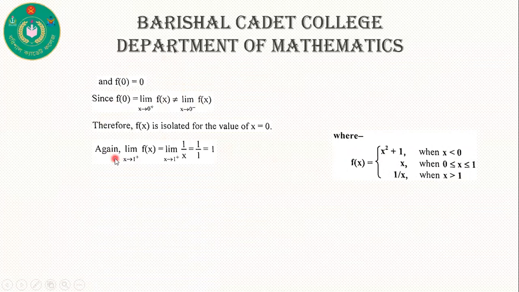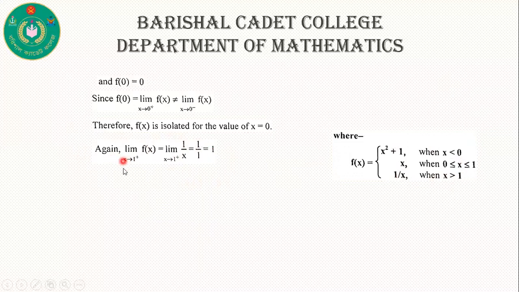In the same way, limit x tends to 1 plus. 1 plus means the value of a function x greater than 1. Here x greater than 1. That's why we can write f of x equal to 1 by x. Now putting the value 1 here, we can write 1 by 1 is equal to 1.